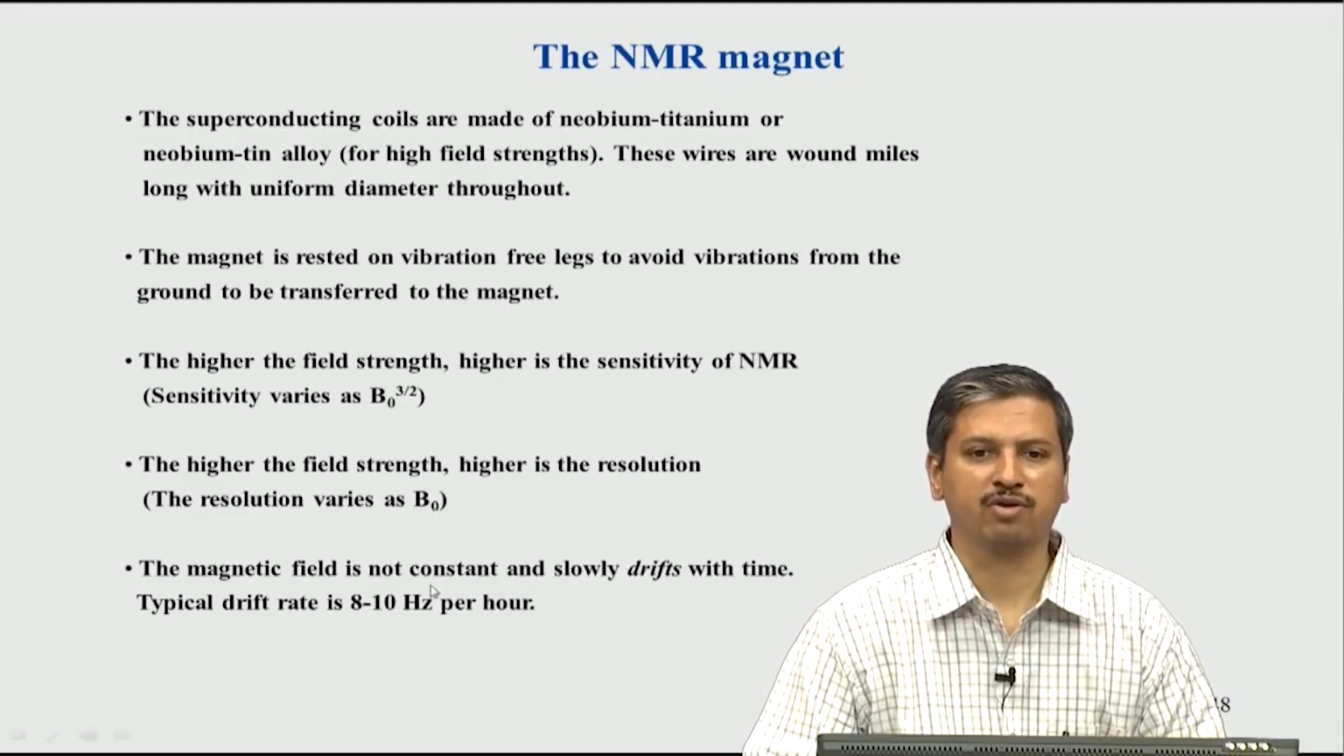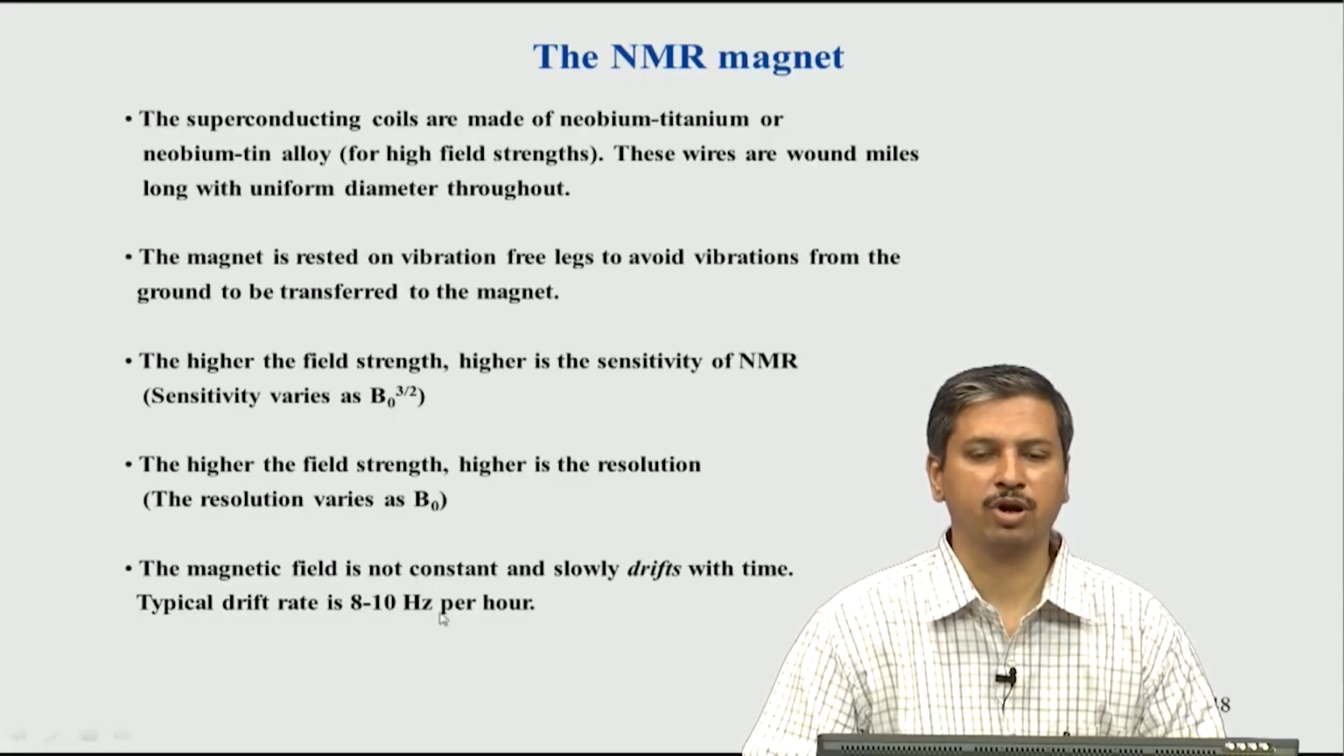One important part of the magnetic field is, even though we say it is a particular Tesla, let us say we make a magnet with 9 Tesla, it never remains at 9 Tesla throughout. It slowly starts losing, because remember it is a magnetic field generated by current. It is not a permanent magnet, it is a superconducting magnet where the current is flowing in the coil, and this results in slow loss of magnetic field as a function of time. We use the word drift for this, and we will use this word later on for how we correct for this drift. This drift is typically 8 to 10 hertz per hour.